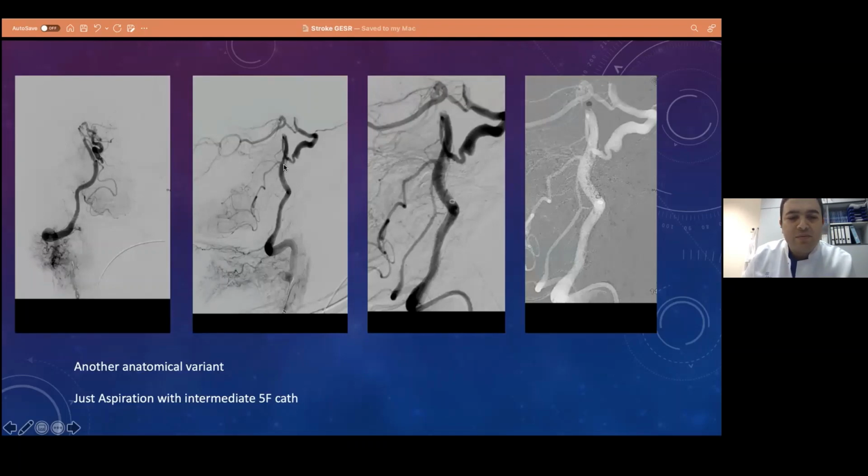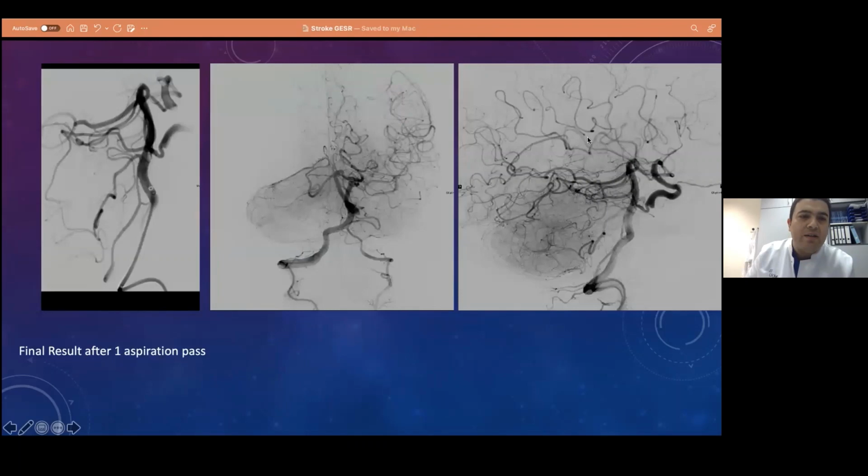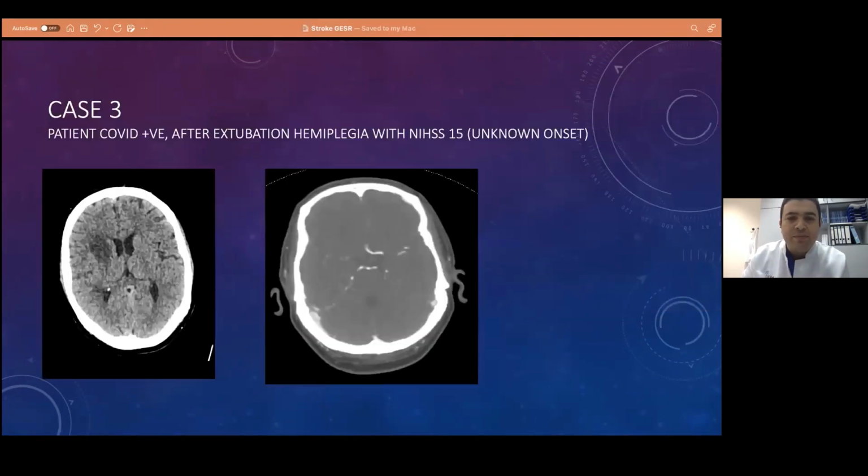And I decided just to do it with an intermediate catheter aspiration. So I advanced my Sophia 5 French catheter and did aspiration. And that was the result. After aspiration, the basilar tip is back again, and it looks angiographically very good, but the patient didn't benefit because it was, as I said, an unknown time window, and it was really late.